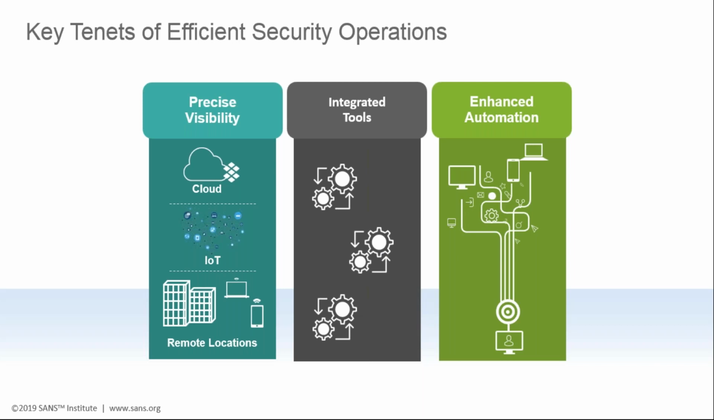So between the time that the initial compromise happened and the detection, a lot of time has passed, which means that malware has had a lot of time to do damage. Maybe it was exfiltrating data, maybe it was spreading throughout the network. So without automation, you can't reduce that incident response time. These are the key tenets for efficient security operations.